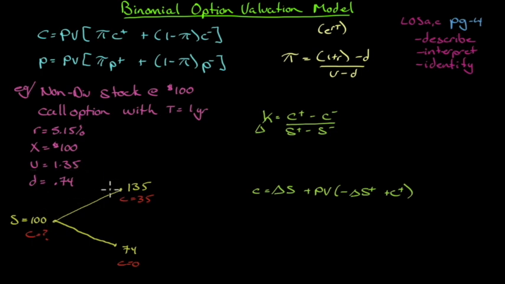If the stock price moves up, the expected value will be 35% higher. So our U is 1.35, our D is 0.74. So in one period, what's the price of our stock? It'll be either 135 or it'll be 74. Great. That's the first thing you do.